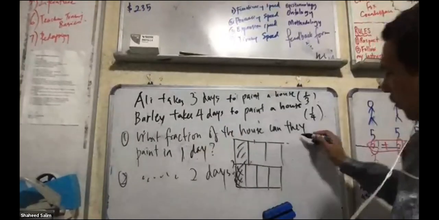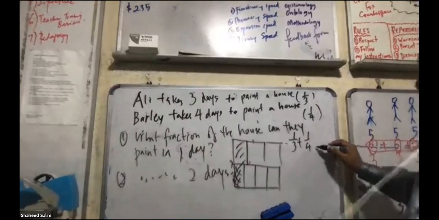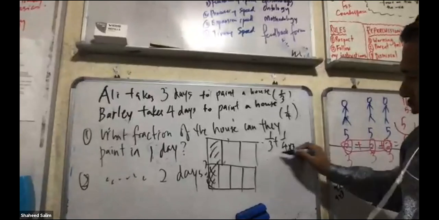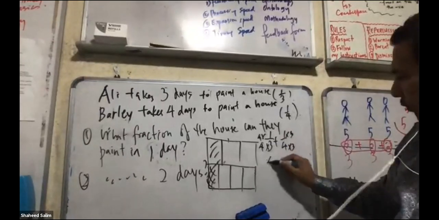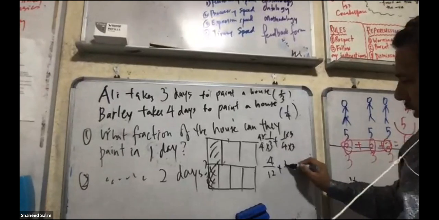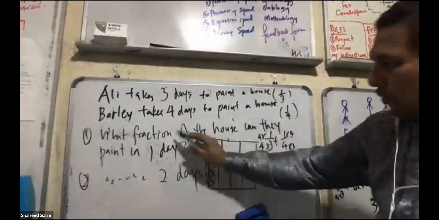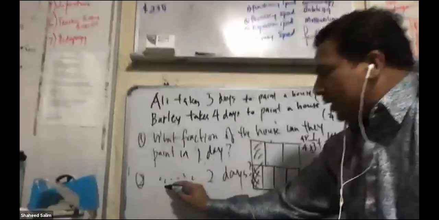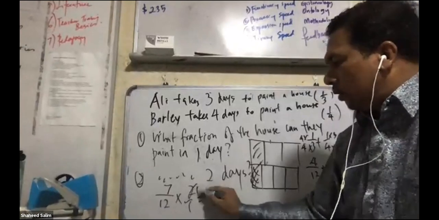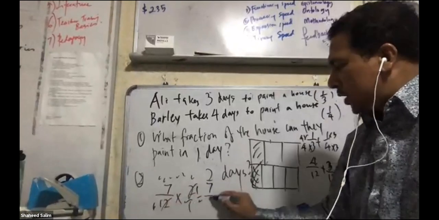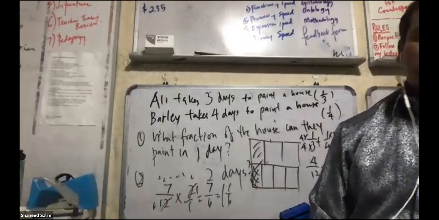So in 1 day, both of them can paint 1/3 plus 1/4. So you change this denominator to 12, times 4 and times 3. So you get 4/12 plus 3/12, so 7/12. So the answer for the first one is 7/12. For 2 days, I take 7/12 times 2. You get 14/12, which is 7/6, which is 1 and 1/6. That means you can paint more than one house.